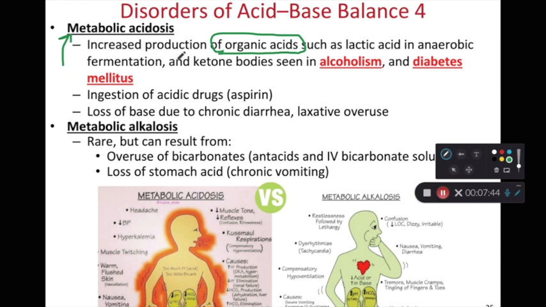metabolic acidosis. Metabolic acidosis is commonly associated with alcoholism because there's a buildup of ketone bodies as a byproduct of processing alcohol. And metabolic acidosis is commonly associated with diabetes mellitus, as we have a breakdown of the triglycerides associated with that diabetes.